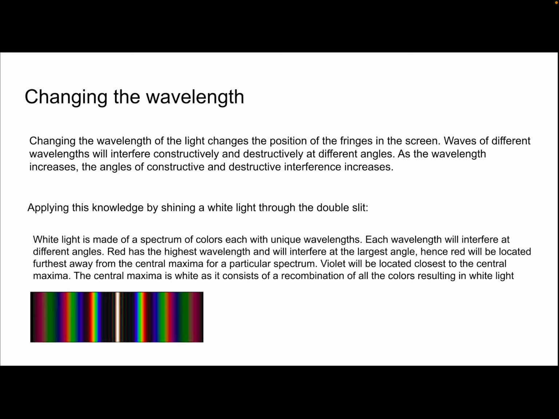So if we look here, as you can see, our central maxima is white, and I'll explain why it's white in a moment. But if you look at both sides of the central maxima, you'll see that the violet light appears first. That's because violet light has the lowest wavelength, so it has constructive and destructive interference at a smaller angle from the central maxima, while red has constructive and destructive interference at a larger angle, therefore it is further away from the central maxima.